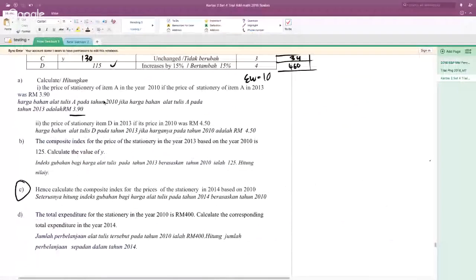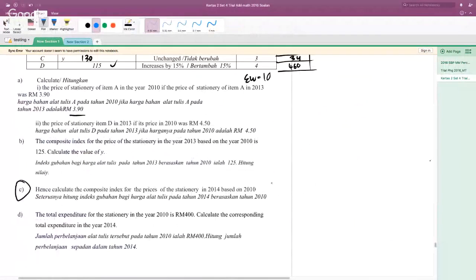Okay, so for part D, just now the index number is basically 130.6. This is 14 base 110, base 110, yeah, should be. So the total expenditure for the stationery, this is total. Total means you use the composite index, okay? So for 2010 it is 400.